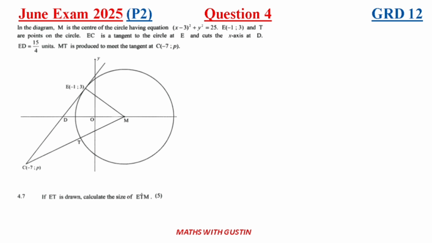Okay, great. We're back with 4.7. Let me just put back the coordinates here. We've been working so much in the previous pages that some of the coordinates disappear as I move along. Right, so now let's look at this one. It says that if ET is drawn, so if we draw from here to there, calculate the size of angle ET. This angle here is the angle in question. So now they want us to calculate that angle, right?